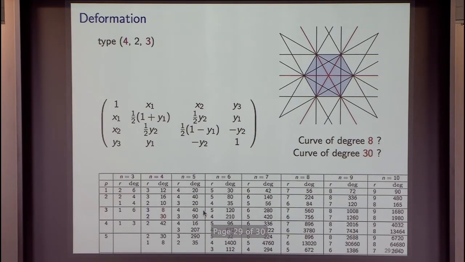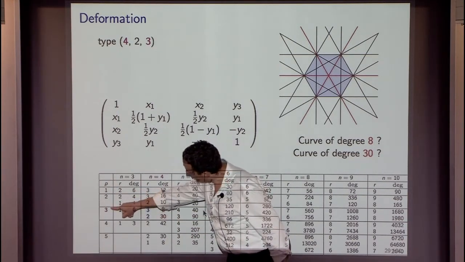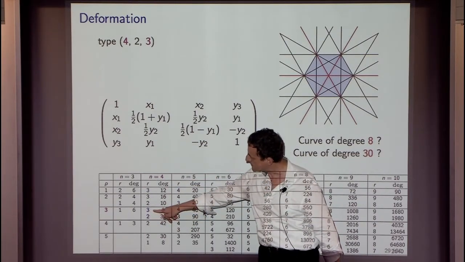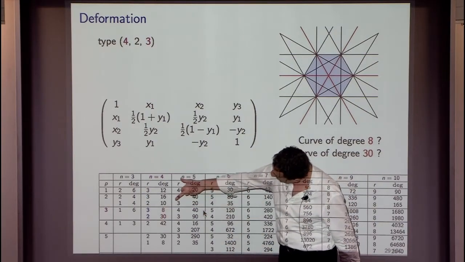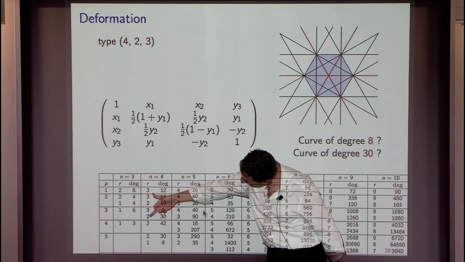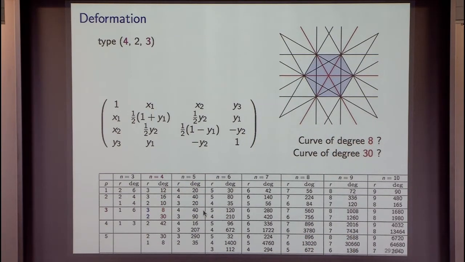Now algebraically what's going on? Well, you look in the table. All right, so p is 3, n is 4. So there are 2 possible ranks. So the rank can be 3 or 2. On rank 3, we're expecting an irreducible curve of degree 8. On rank 2, we're expecting an irreducible curve of degree 30. Right? And we can see a shadow of that complexity in this diagram.